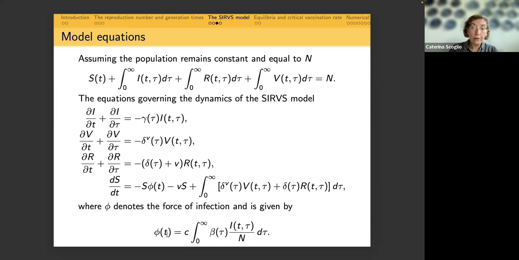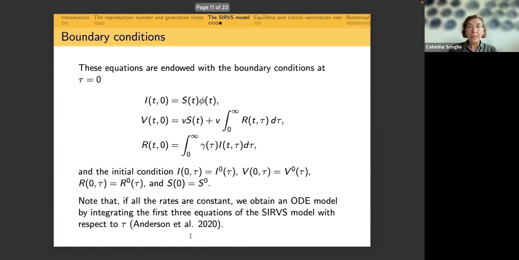The symbol phi that multiplies S, which is the force of infection, is given by the following expression: phi of t is equal to C, the integral between 0 and infinity of beta(tau) I(tau) over N d tau. So it's the usual expression, but we need to put the integral to consider all the possible ages of infection. Additionally, we have boundary conditions at tau equals 0 and initial conditions at t equals 0.